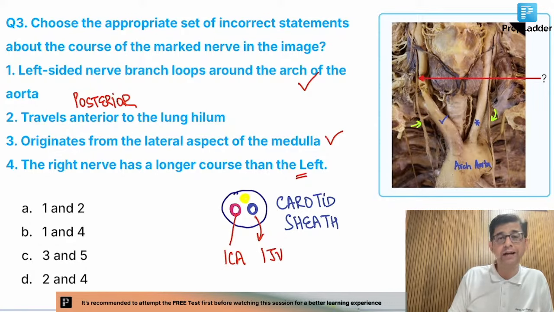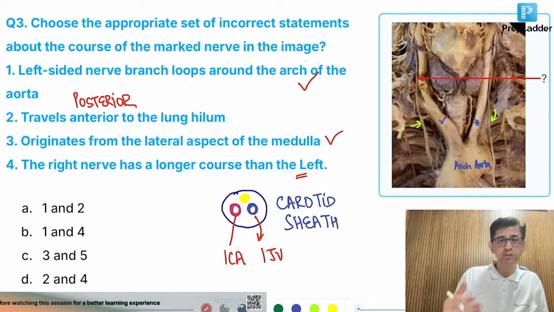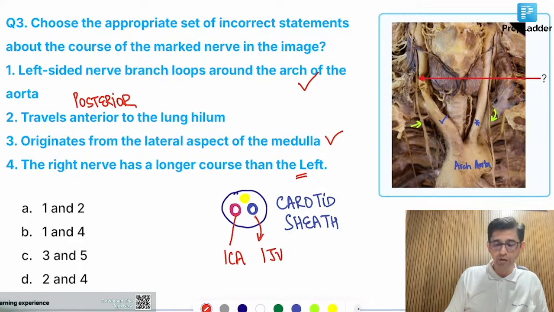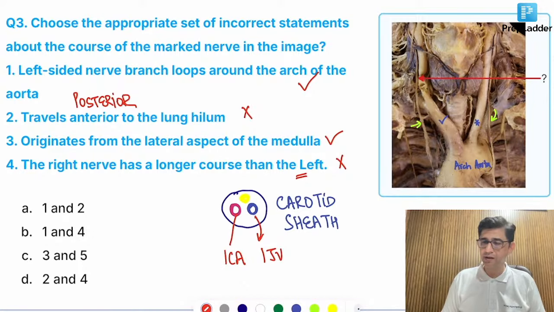It is wrongly written that the right is longer than the left. It is the left vagus that is longer than the right, and the position of this in the hilum is posterior. So there are two wrong statements here that I need to pick up, that is 2 and 4. So that helps me evaluate the answer, guys. The correct answer for question number 3 is option number D.